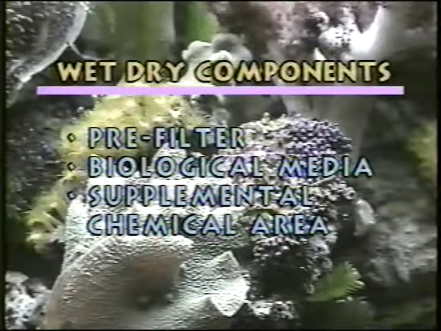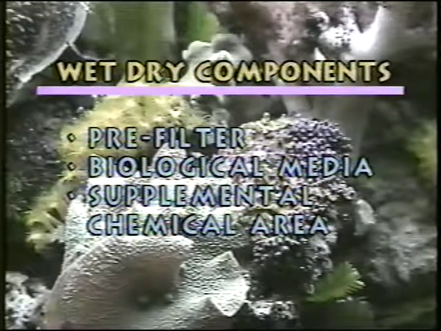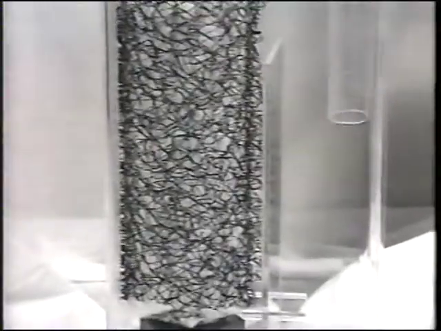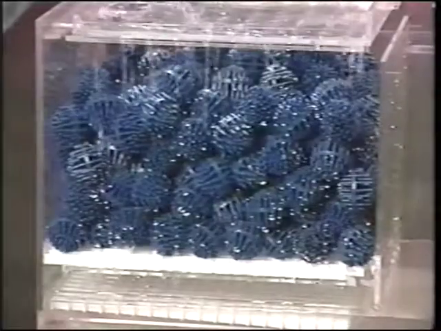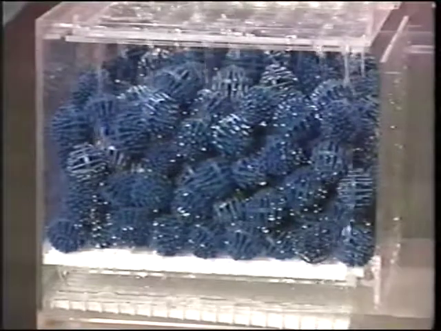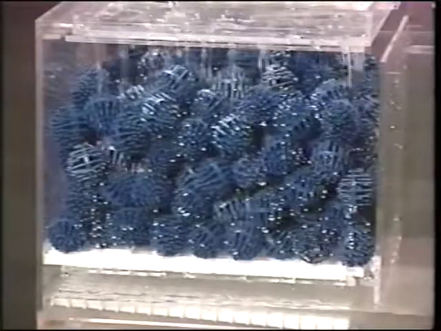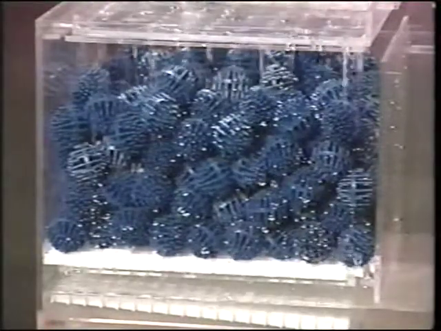To review, the wet-dry filter consists of 3 parts: the pre-filter, the biological chamber, and the supplemental or chemical area known as the sump. The pre-filter removes debris from water before it enters the biological chamber. The biological chamber is a breeding ground for necessary bacteria which break down harmful ammonia waste that is produced by the reef inhabitants.